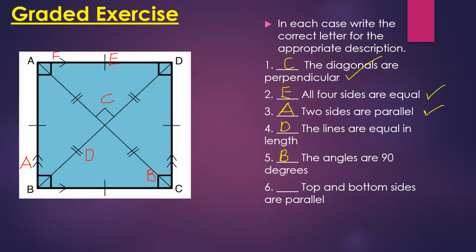Now number 6. Ramon, what do you have for number 6? I have F. F. Anyone else have F? I got it. Very good. F shows the top and bottom sides are parallel. Anyone else got 6 out of 6? Yes, sir. 6 out of 6. Very good.